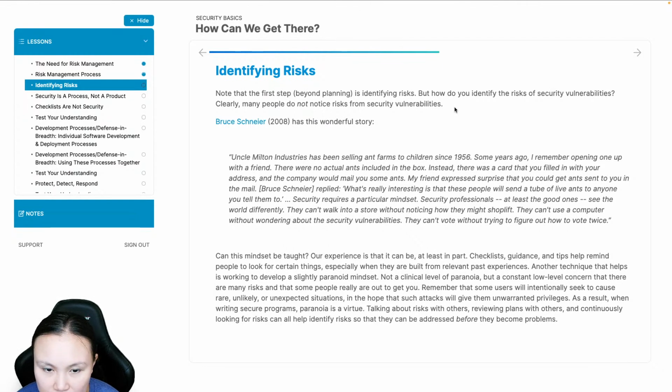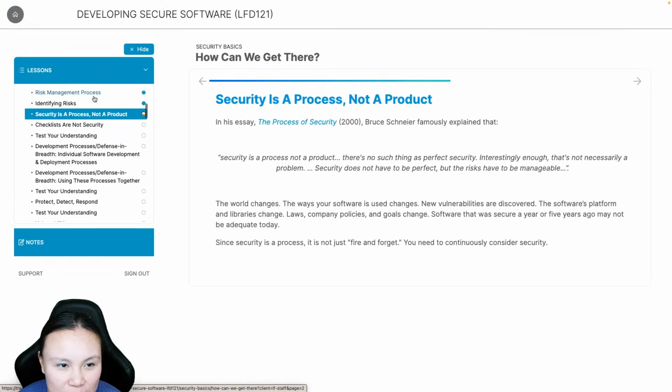Another technique that helps is working to develop a slightly paranoid mindset. A clinical level of paranoia. Everything needs to be very rigid. Like surgeons, they have to wash their hands maybe multiple times, and don't touch anything after washing their hands. There's always a protocol of what should be done to make sure it's safe. So there's a checklist, check it multiple times. Paranoia may be a good thing. So you can identify those risks.